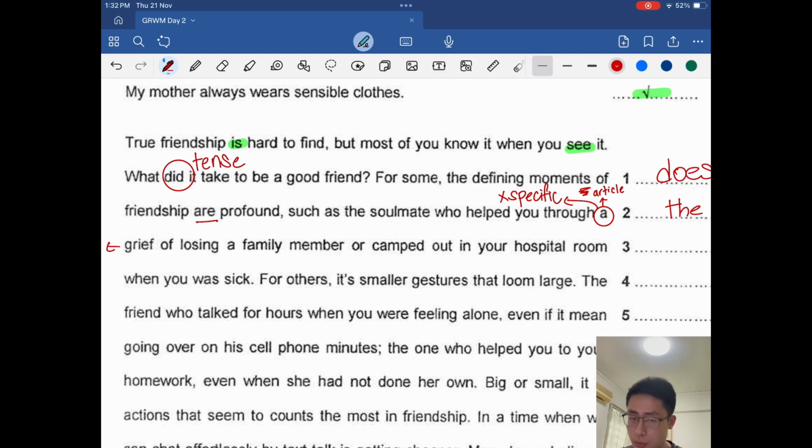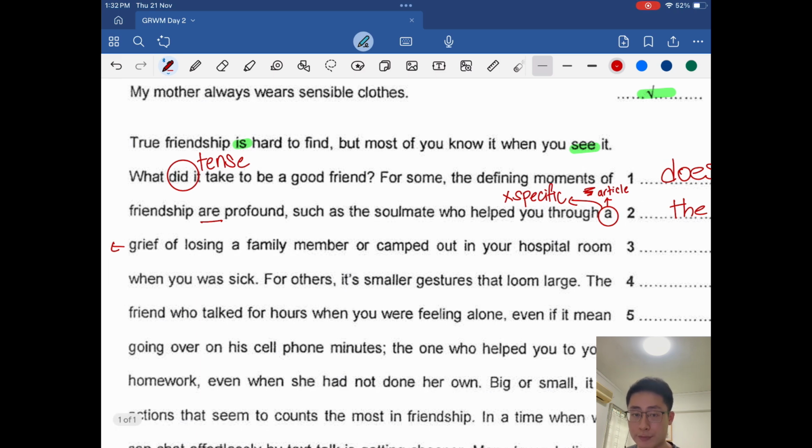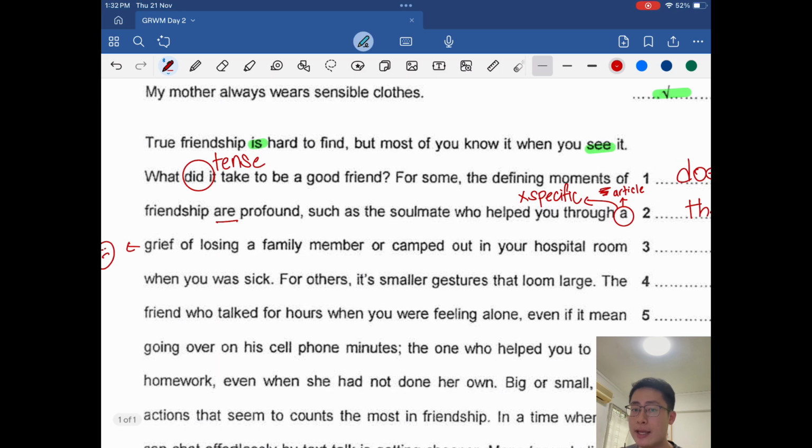I will agree with you as well, but I think the strongest reason is because of the specificity of it, right? A is simply too general here. We're using the grief. We're referring to grief as a specific event here of losing a family member or camped out in a hospital room, right? It's already been defined, okay?